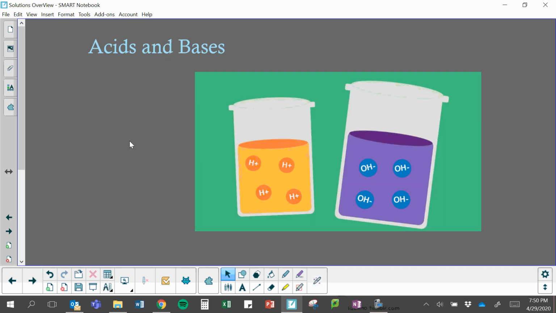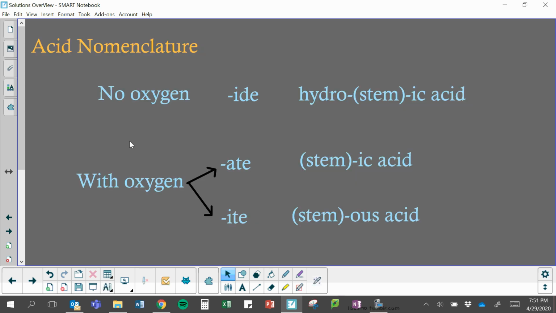Okay, we can also deal with acids and bases in solutions. It's a big thing that we deal with when we're talking about solutions. And so the first thing I want to talk about is our nomenclature of acids. Bases don't really get any special nomenclature. Remember, nomenclature is our names.